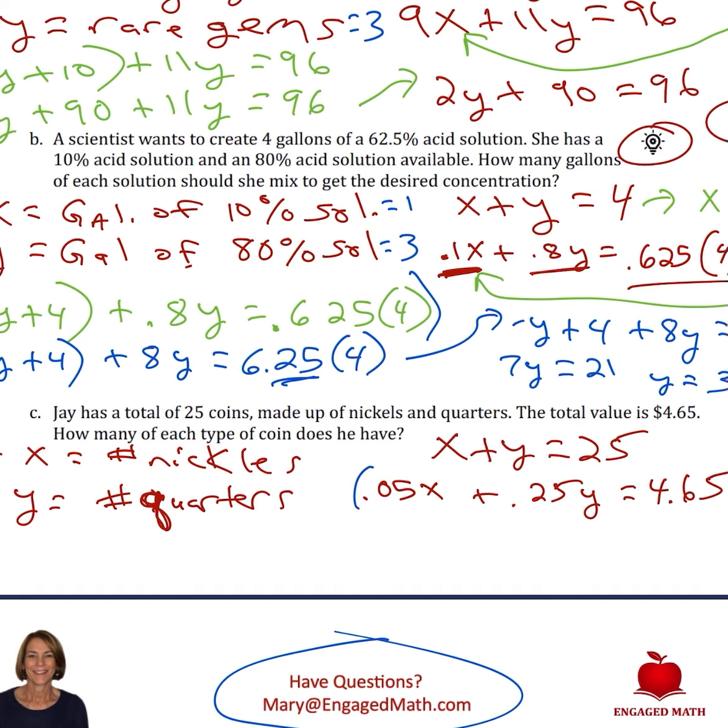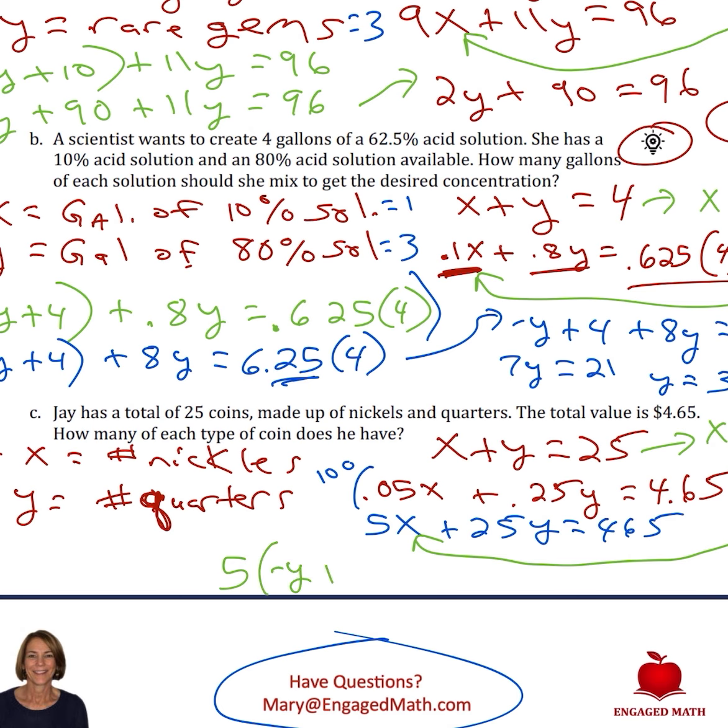I'm going to use our little strategy of getting rid of decimals, and this time I have to multiply through by 100 because I want the decimals to move 2 to the right. Our new equation becomes simply 5x plus 25y equals 465. I'm going to go back up to the original equation and get x alone so I can do substitution. x equals negative y plus 25. Take that negative y plus 25 and substitute it in for x. So I now have 5 times negative y plus 25, plus 25y equals 465.